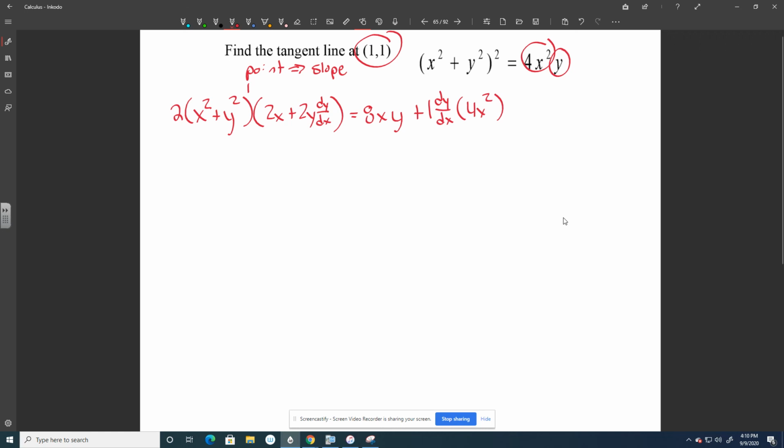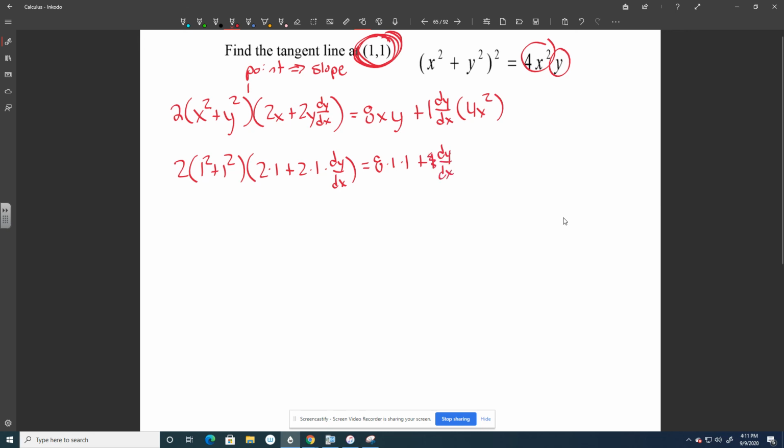But I already know my point that I want the slope at. I already know that my point is (1, 1). So before I find the slope, before I simplify this function, I only care about that function at this point. I don't care about that function in general, so I'm going to plug in the (1, 1). So I'm actually going to plug in 1 squared plus 1 squared. Because my x and my y are just 1, this becomes 2 times 1 plus 2 times 1 times dy/dx is equal to 8 times 1 plus 1 dy/dx.